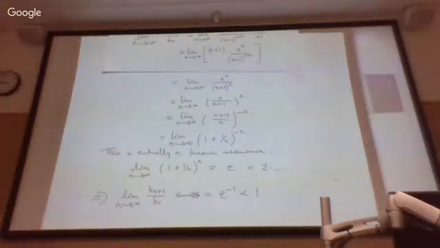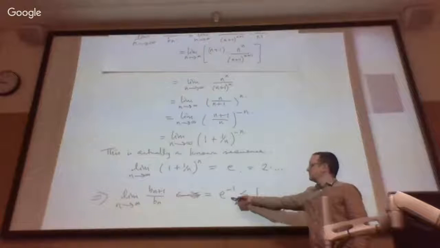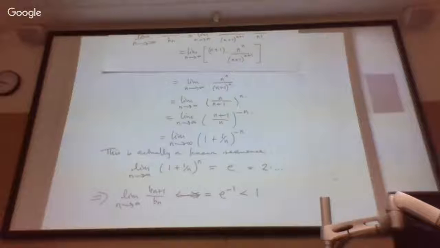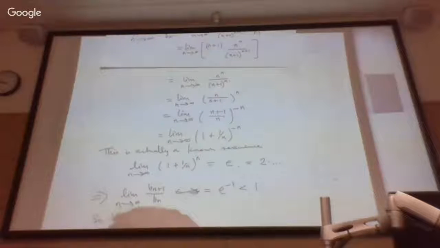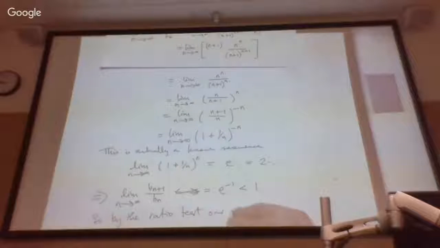So we do have a limit for the ratio of terms in this sequence, and we know that it's strictly less than 1. So by the ratio test, our series, which is the sum of n factorial over n to the power n, is convergent.